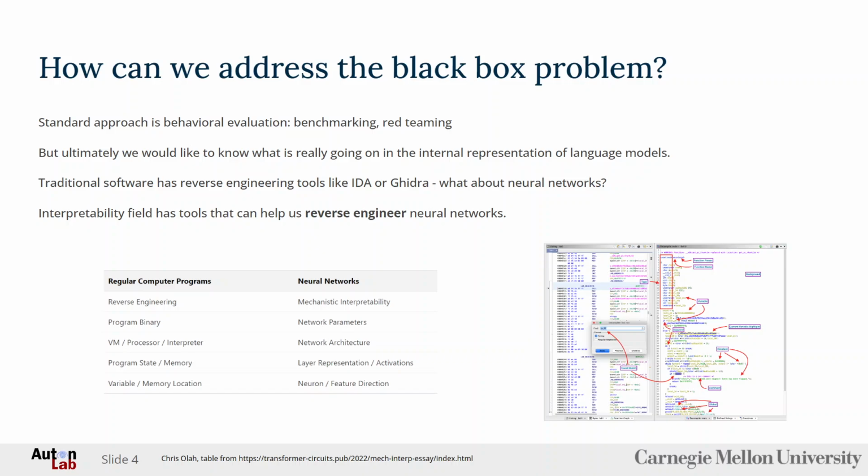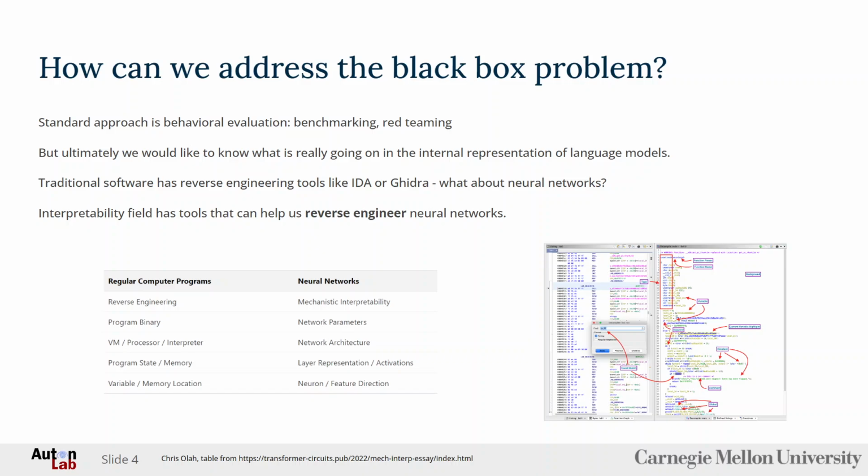So basically, getting a dataset, benchmarking it, comparing it to different models, and seeing how well it scores against them. But ultimately, you would like to know what is really going on in the internal representation of language models. And just benchmarking is not enough. Traditional software has reverse engineering tools like IDA or Ghidra, so what about neural networks? There's really nothing like this in the deep learning space.